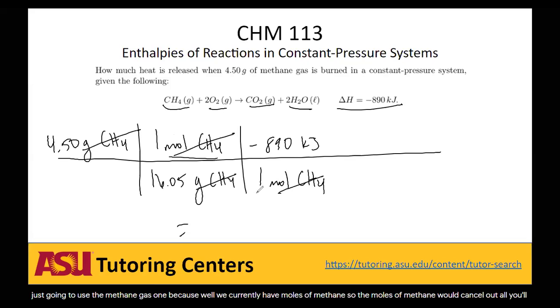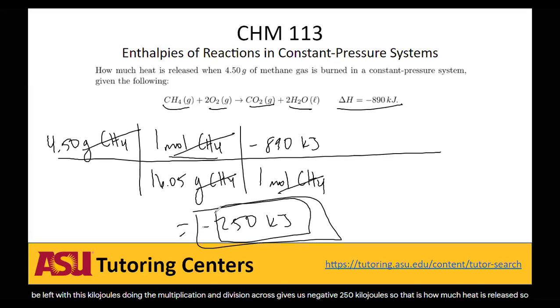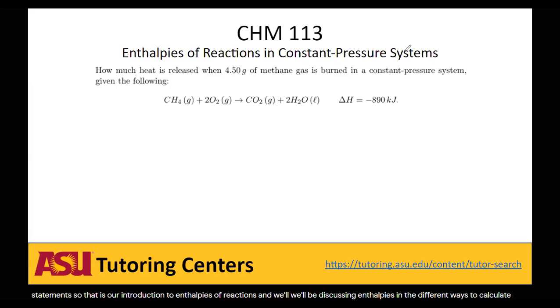Doing the multiplication and division across gives us negative 250 kilojoules. So that is how much heat is released. So you would say 250 kilojoules is released, or you could just say the enthalpy of this reaction is negative 250 kilojoules. Those are equivalent statements. Okay. So that is our introduction to enthalpies of reactions. And we'll be discussing enthalpies and the different ways to calculate them in future videos as well.